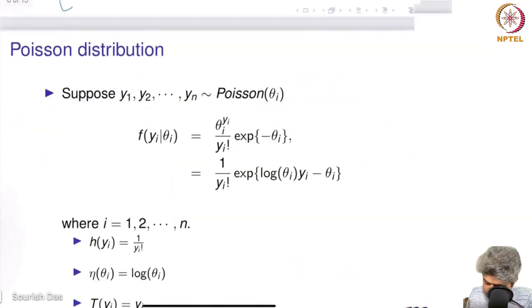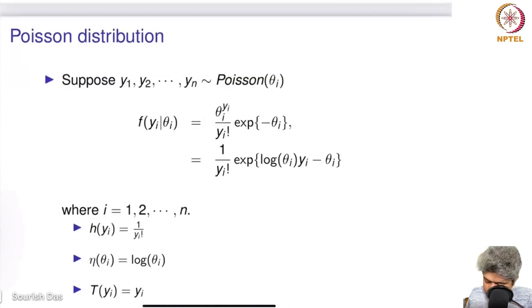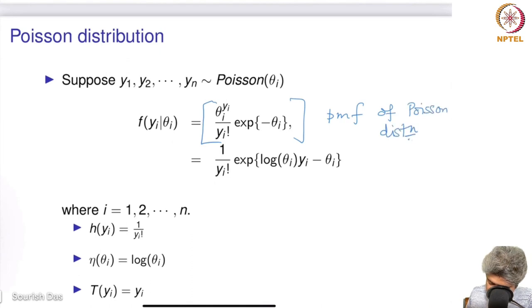Now next, you see the Poisson distribution. Similarly, you can write the Poisson. This is the PMF of the Poisson distribution.